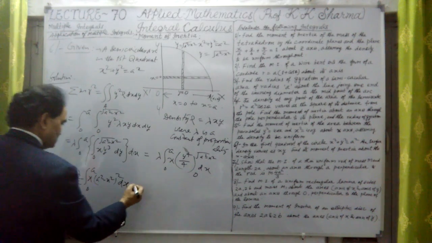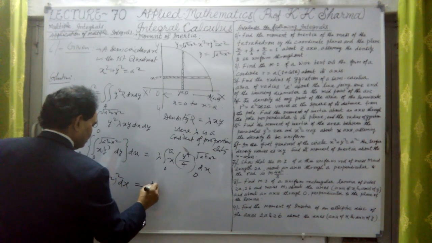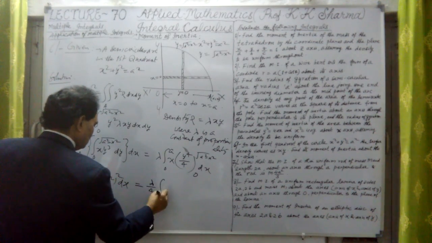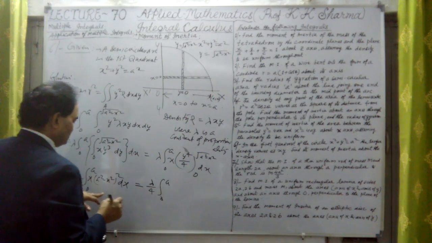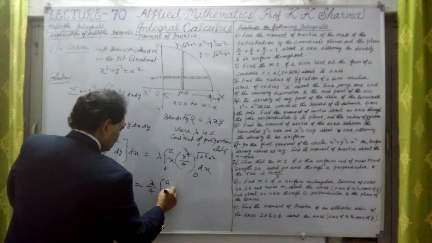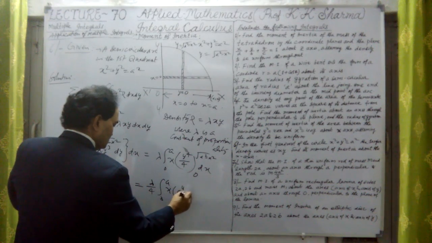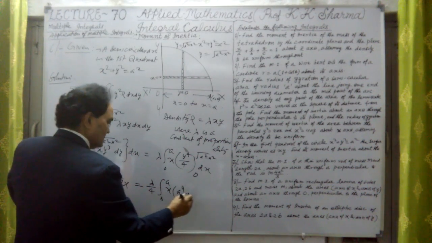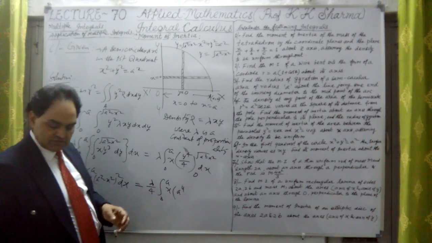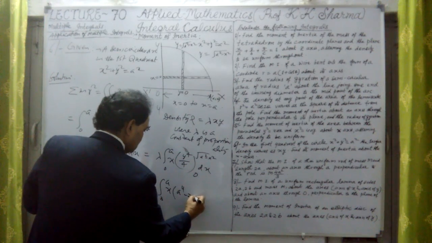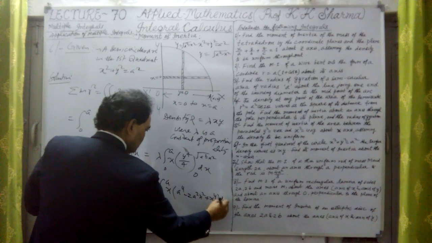Alright, now this can be further resolved as lambda upon 4, constant, 0 to a. If I open the whole square and then multiply by x, then integrate with respect to x, that will give us the solution. Let me first open the whole square. This is a⁴ plus x⁴, or let me take the middle term, which is minus twice a square x square, plus x⁴, into dx.